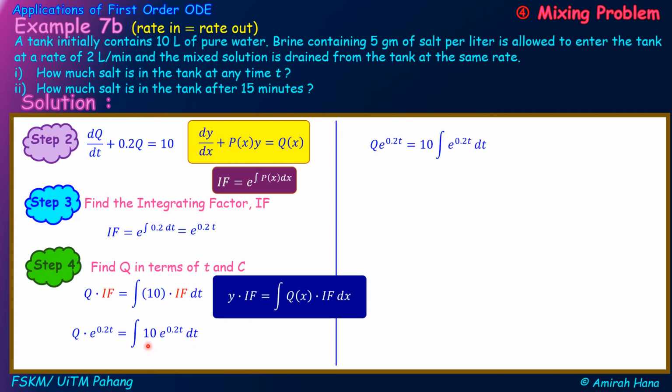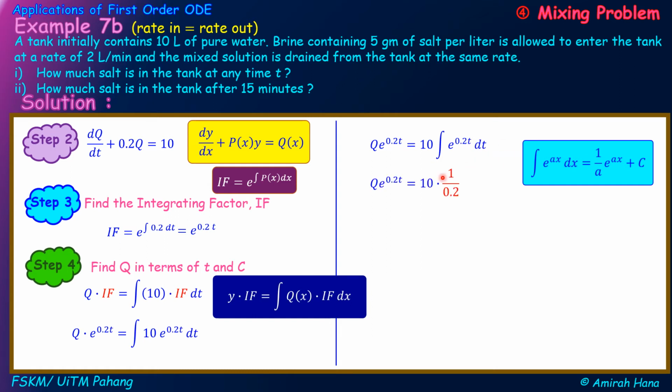Right, then we can move out constant 10 from the integration sign. Okay? And then to integrate e to the power of 0.2t dt, we can refer to this formula. If we integrate e to the power of ax dx, the answer equals 1 over a, the constant, and then e to the power of ax plus c. Now we integrate e to the power of a constant times t with respect to t. Now our a equals 0.2 and our x equals t.